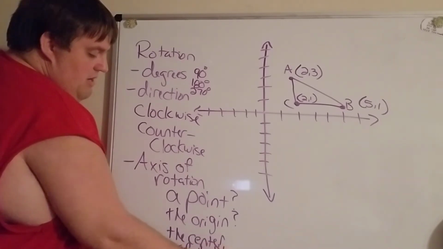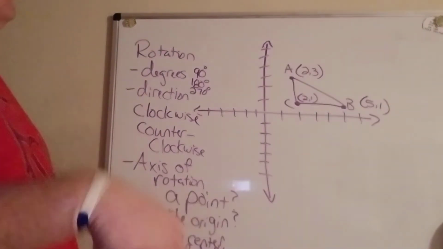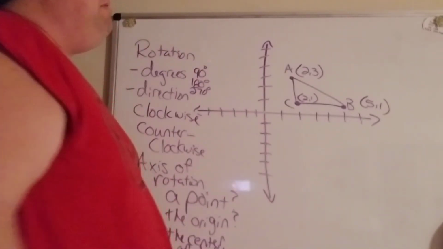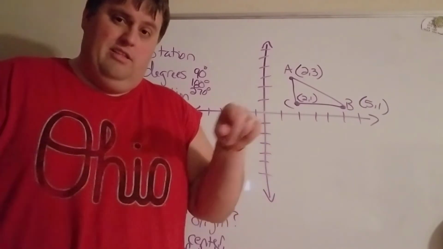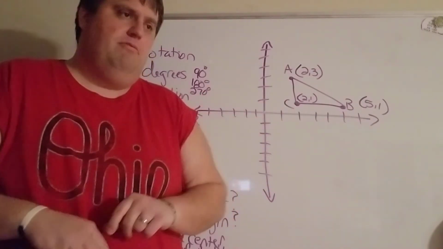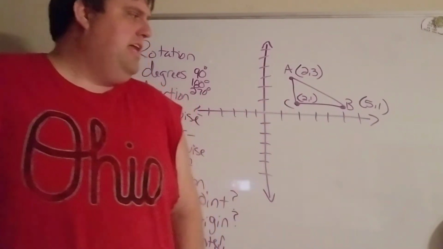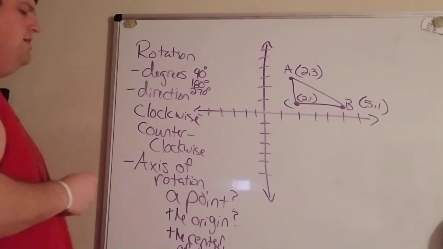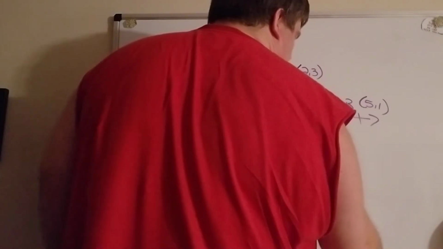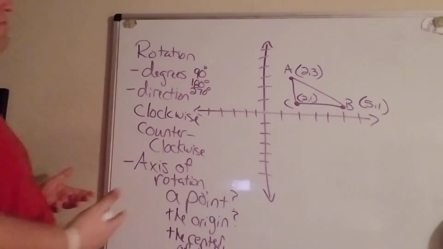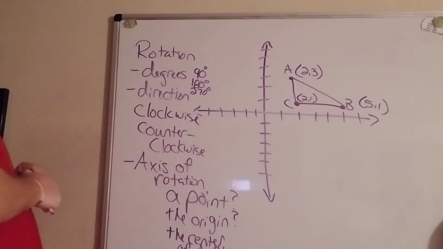So is it the center of our triangle? Are we spinning the triangle around itself? That would be more of like a ninja star, right? We're spinning it around itself, or a pinwheel, I guess, if you want to think of it that way. So you guys will just have to kind of look at the pictures or see what they want you to do. And these are the things that are going to be important.